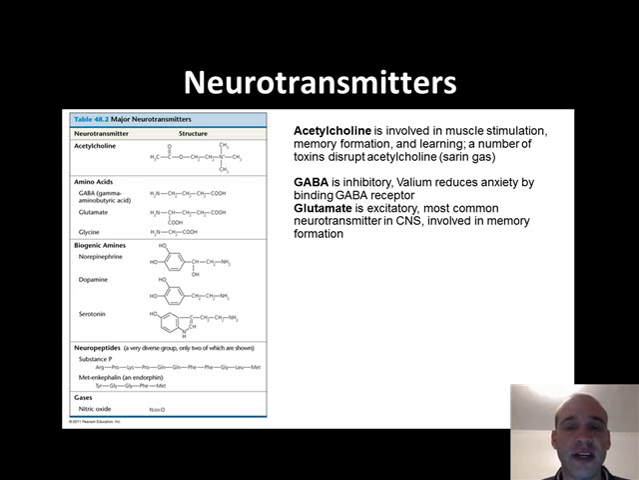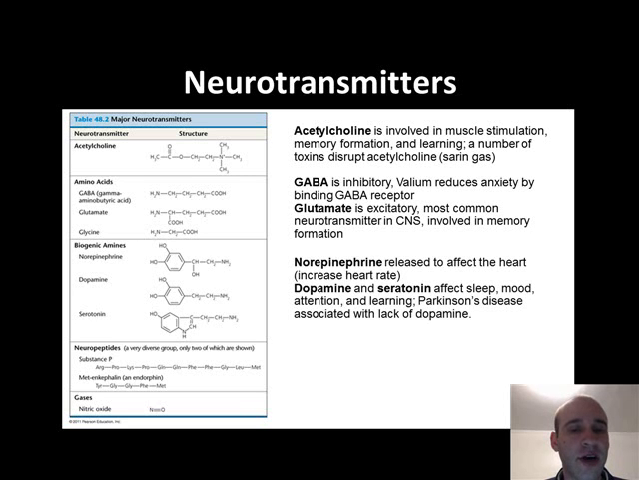An example of a drug is Valium, which reduces anxiety by binding to that GABA receptor, right? So it's hyperpolarizing it, it's not allowing you to send signals. Whereas glutamate is excitatory, so it's going to cause action potentials to happen, and it's the most common neurotransmitter in the central nervous system, also involved in memory formation.